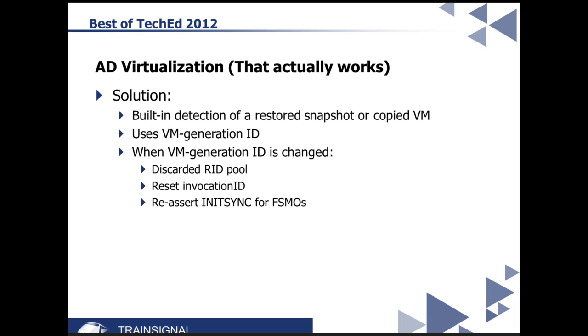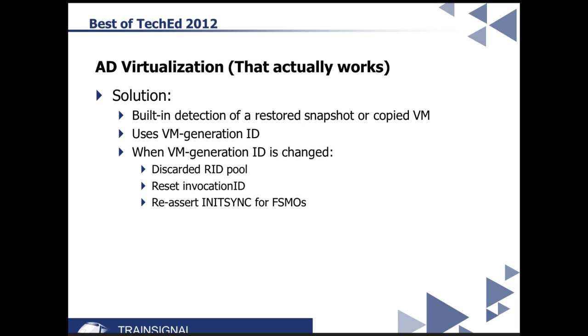Now, with Windows Server 2012, and it goes beyond just Windows Server and Active Directory 2012, you also must have a hypervisor, some virtualization product that supports something called VM Generation ID. If you have those things, the Active Directory database now has the ability to detect when you've restored to a snapshot. And when that happens, your VM Generation ID changes. It's a whole separate type of identifier than the other identifiers we already have in Active Directory.